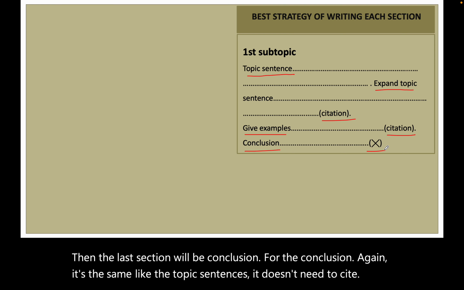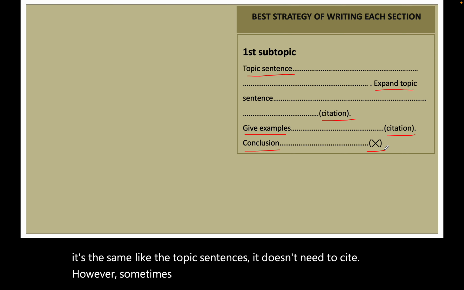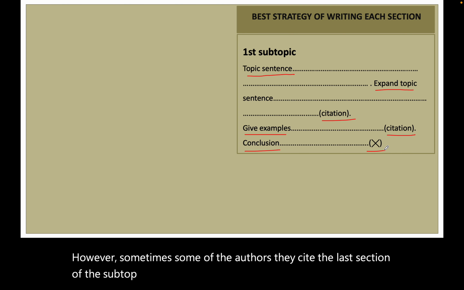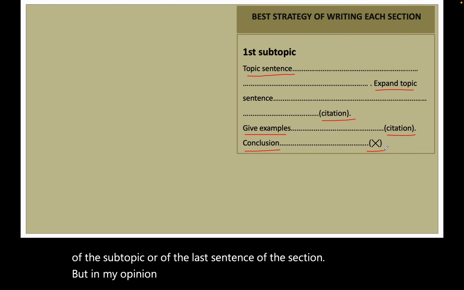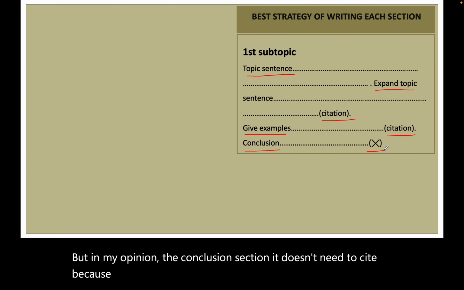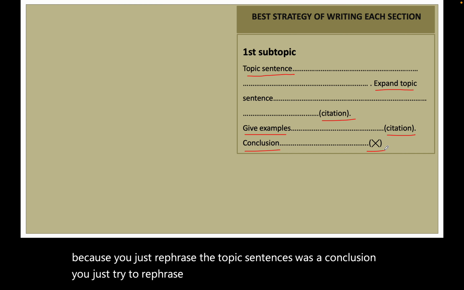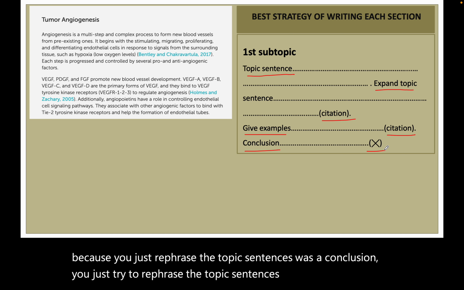However, sometimes some of the authors cite the last section of the subtopic, or the last sentence of the section. But in my opinion, the conclusion section doesn't need a citation, because you just rephrase the topic sentences. What's a conclusion? You just try to rephrase the topic sentences. So this is an example.